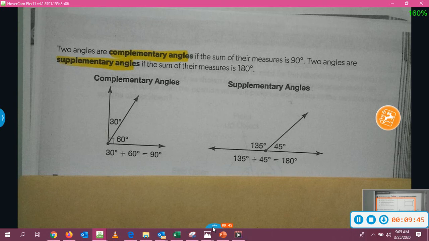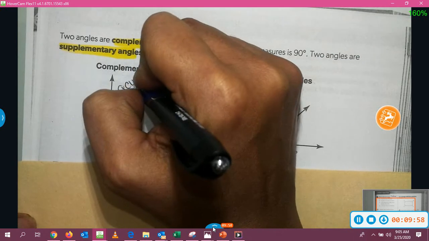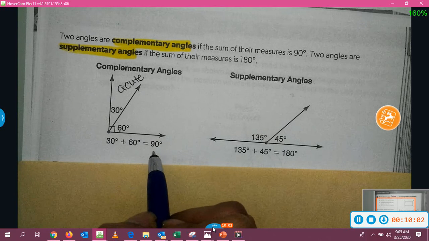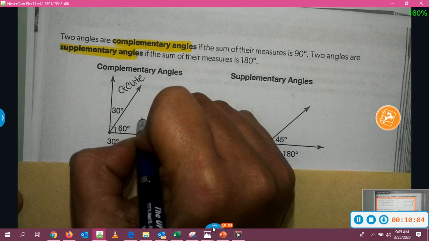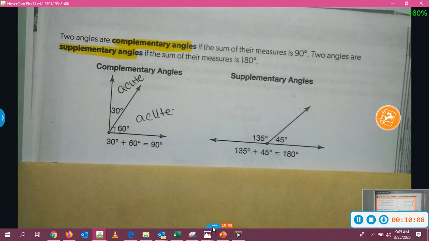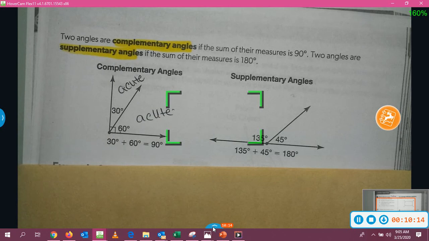So let's go ahead and name these two. If you have an angle that's 30, it's less than 90. So what type of angle is that? An acute angle, right? And 60 degrees is also less than 90 degrees, so it's also an acute angle. So basically, two acute angles that add up to 90 make a complementary pair.